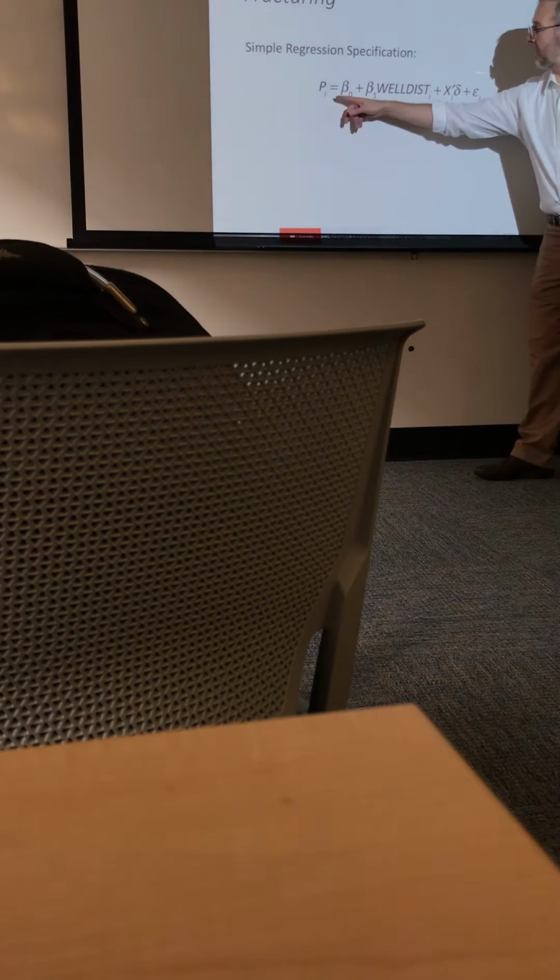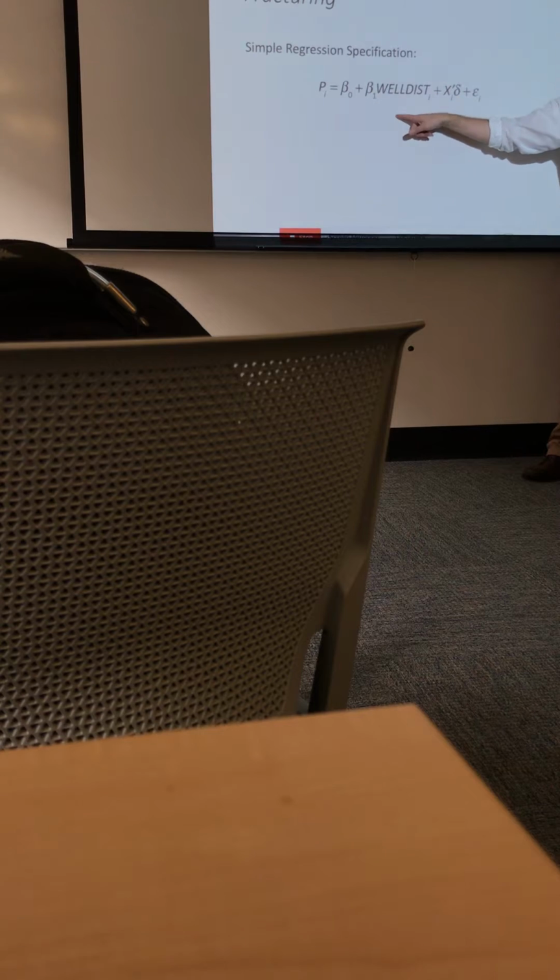Okay, so if you go and run your first simple regression, the easiest thing you could do would be to regress price on, say, the distance to a well pad, okay? And then on other house attributes and an error term, right? This would be the simplest thing you could stick in this data. And in a minute, I'll show you what you get when you do that with the shale gas data.